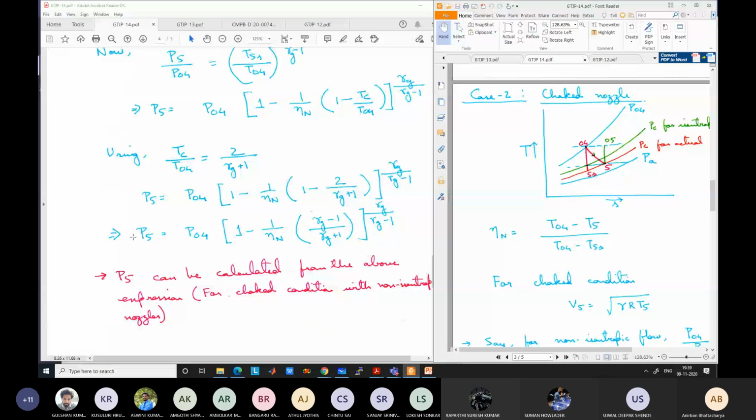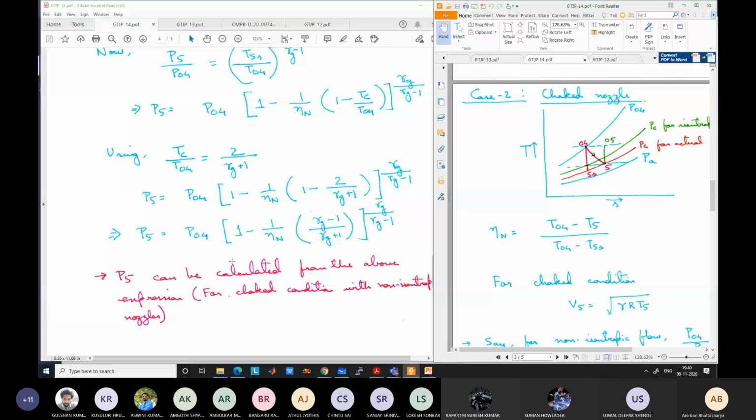It also has the expression of the nozzle efficiency. So it is equal to P04 times 1 minus (1 by eta n) times (gamma g minus 1 by gamma g plus 1), to the power gamma g by gamma g minus 1. Okay, somewhat complicated expression. You don't need to memorize it. You can derive it, or while solving the problem, you can just proceed step by step. You don't have to find the expression form. This is true for the choked condition for a non-isentropic nozzle, for an actual nozzle.